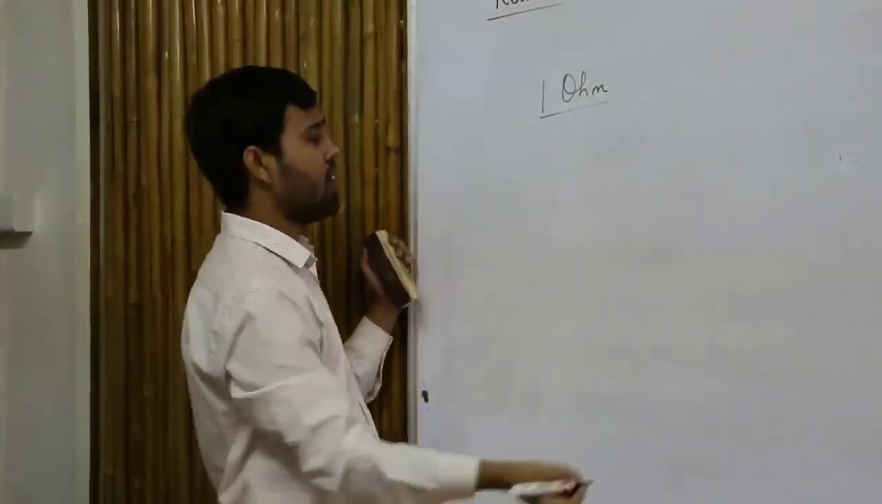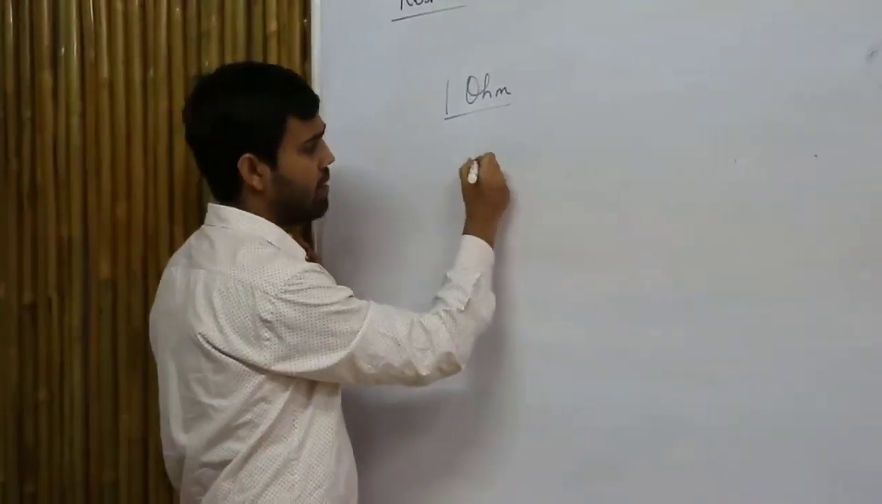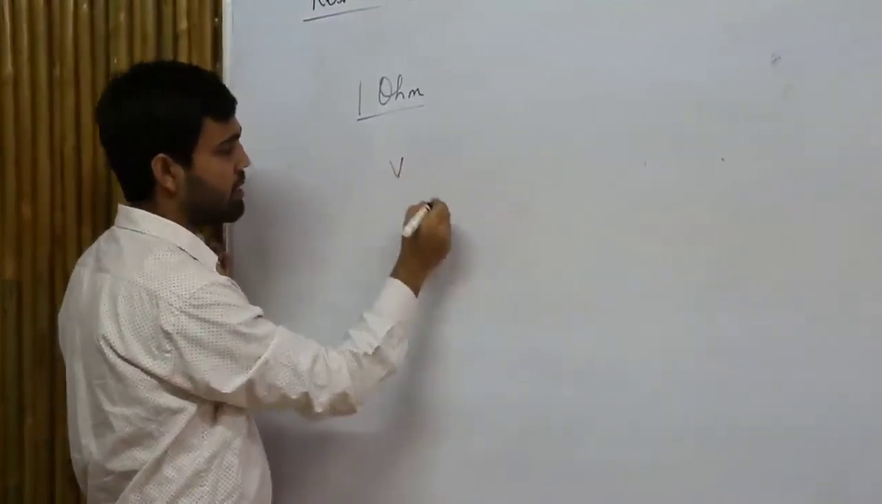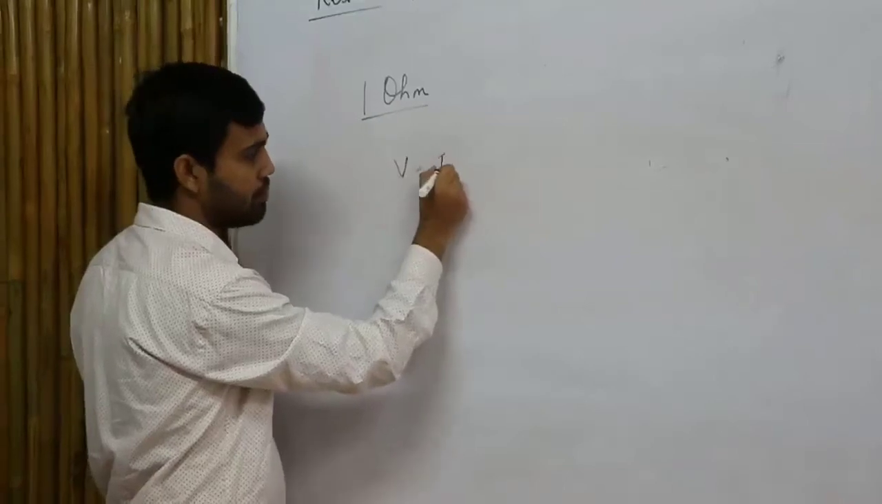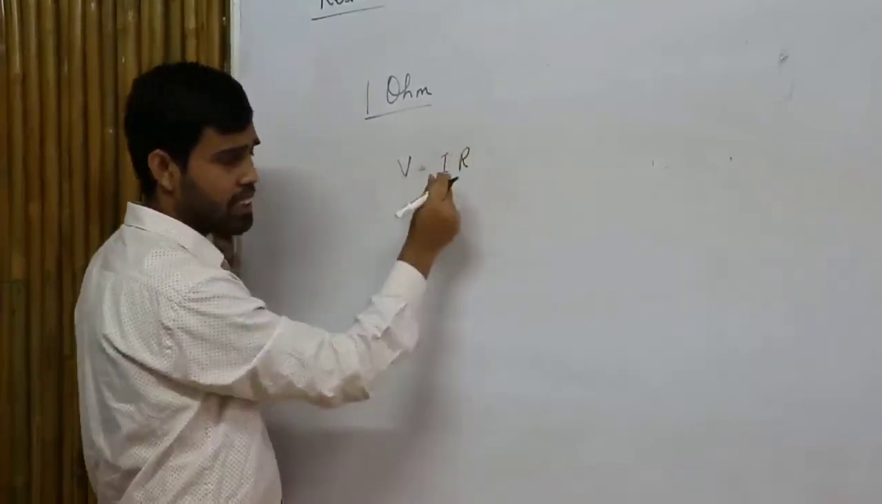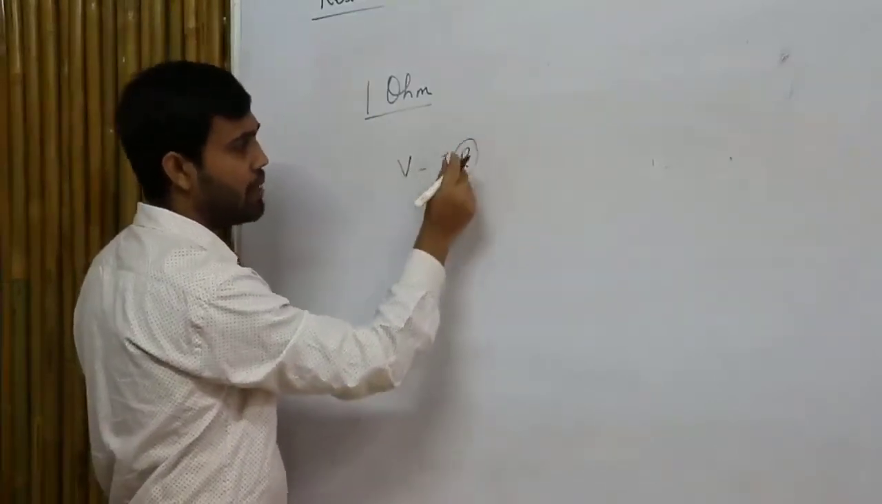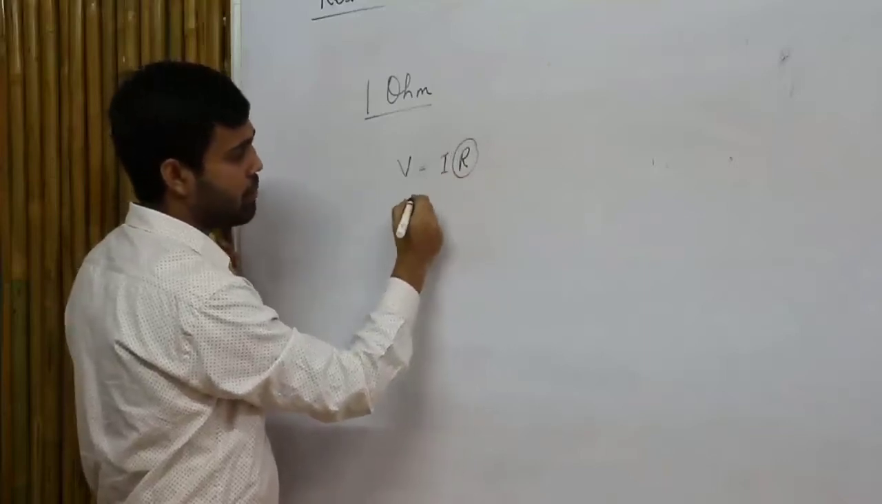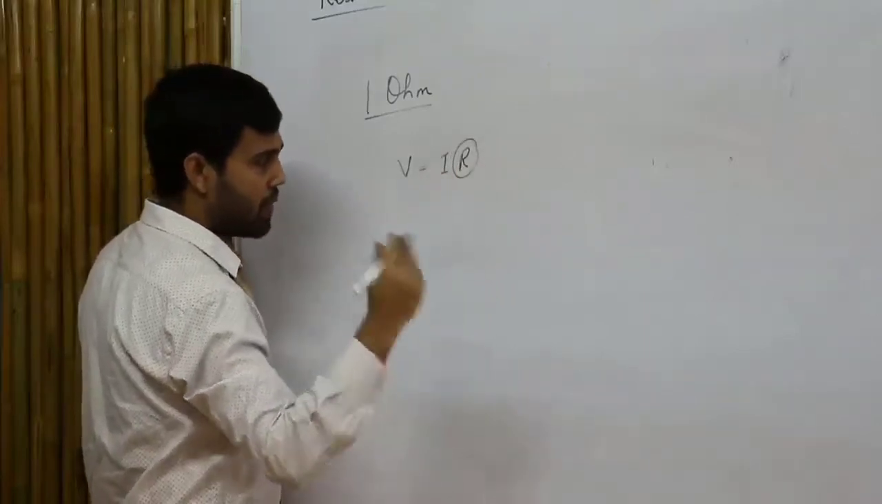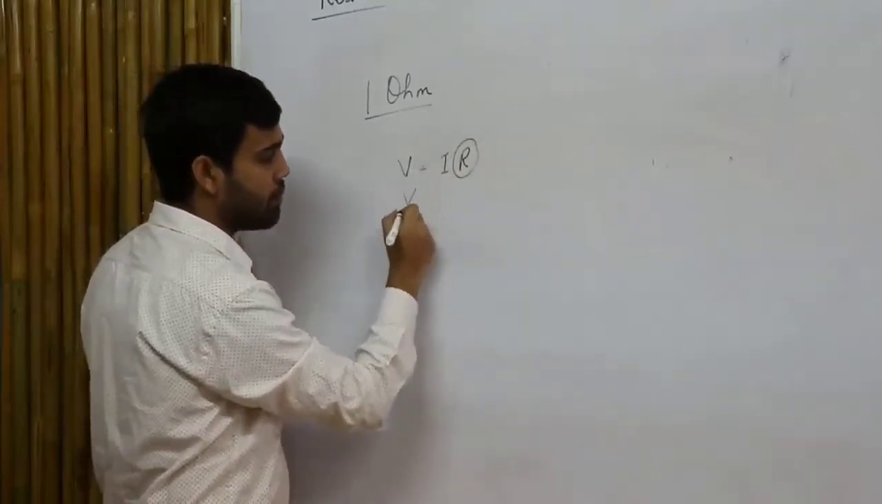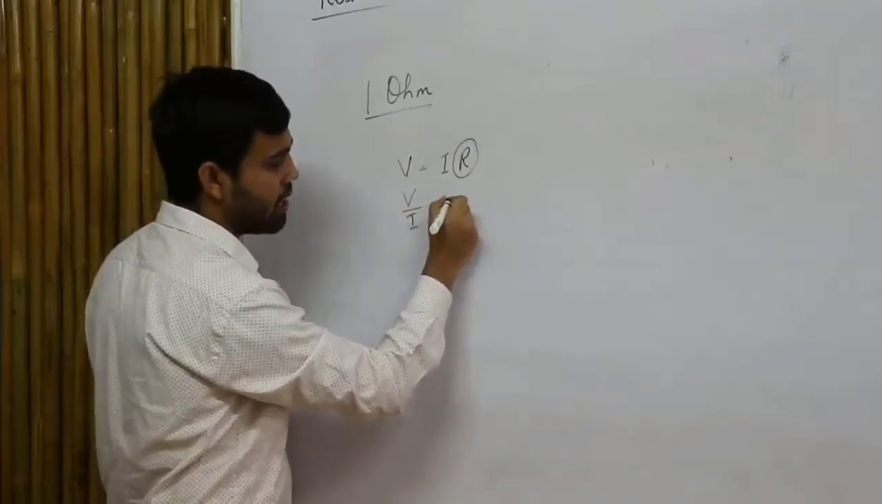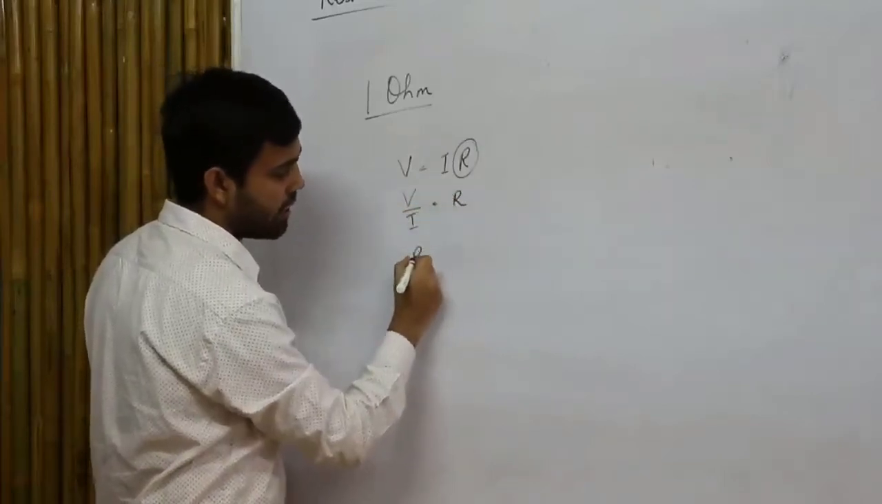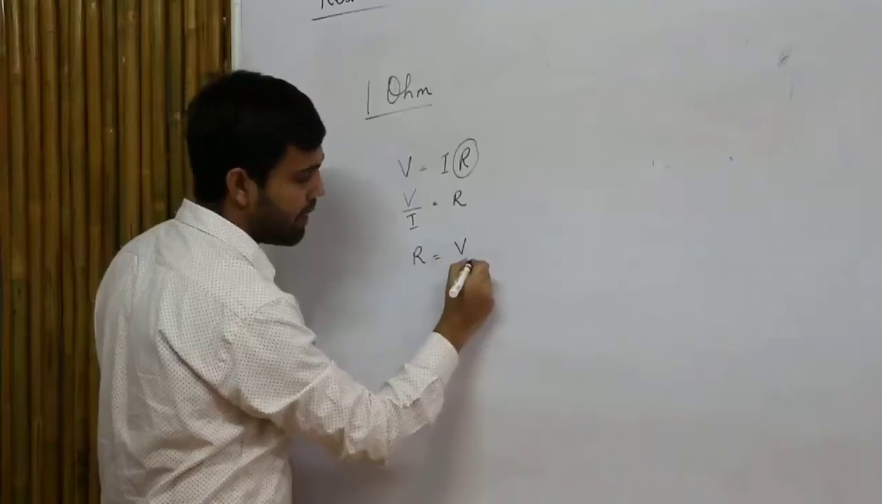From Ohm's law, what is Ohm's law? I have V is equal to IR. I'm interested in finding out the unit of resistance. So what I'm doing, I'm putting resistance in one part and shifting everything else in the other part. So I have V by I is equal to R, or R I can write as V by I.